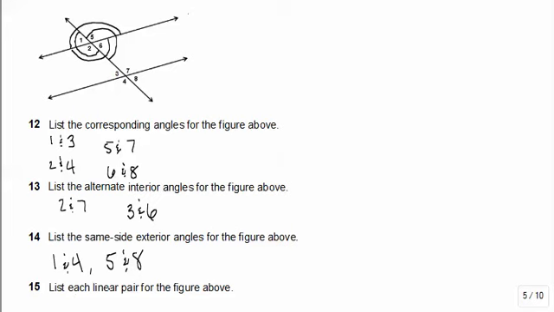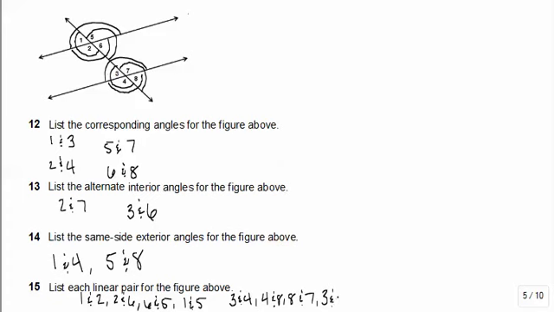So, with all those linear pairs, we have 1 and 2, 2 and 6, 6 and 5, and 1 and 5. And then on the bottom, we have 3 and 4, 4 and 8, 8 and 7, and then 7 and 3. So 3 and 4, 4 and 8, 8 and 7, and then 3 and 7.